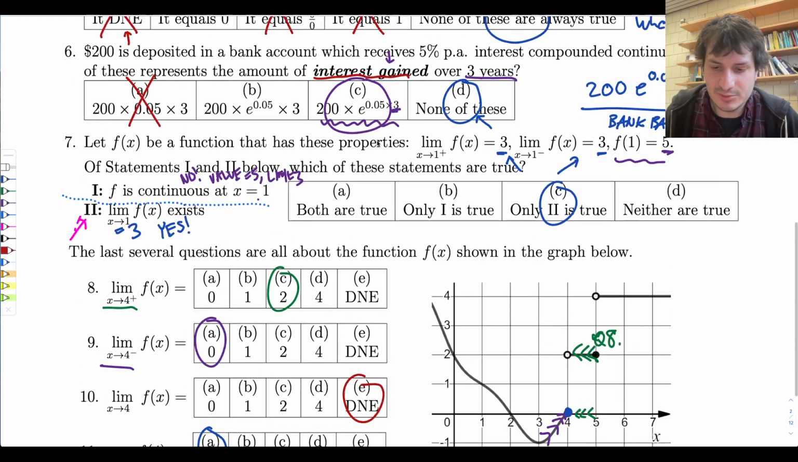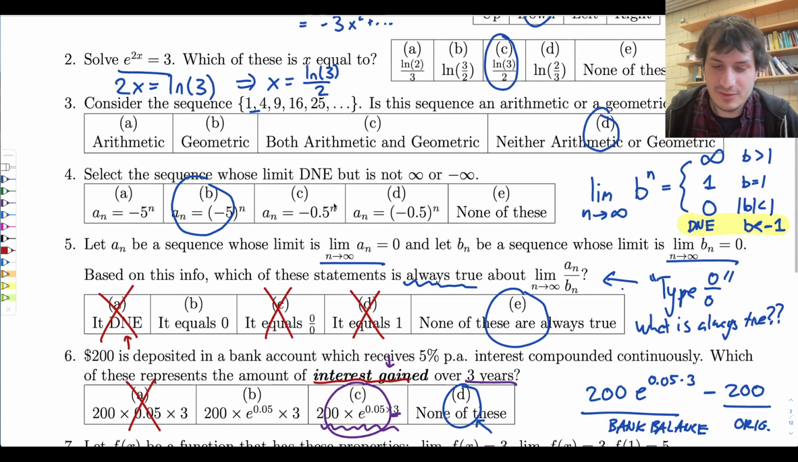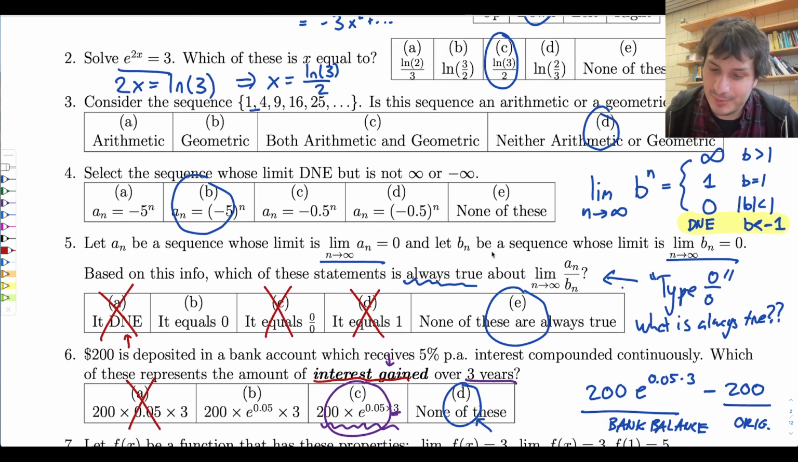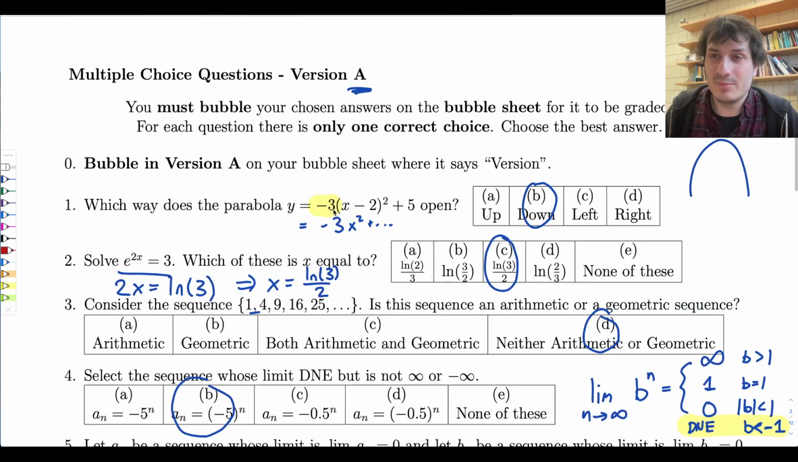And I think they struggled with these logic-y ones, the 0 over 0 really threw people for a loop, and this b to the n one. I guess both of them involve this idea of a limit not existing. Maybe that was part of the problem. Okay, that's it for version A of the multiple choice.